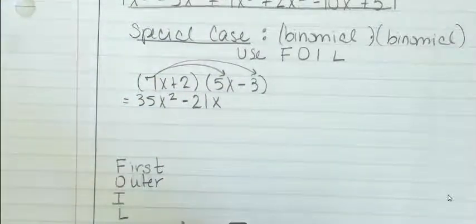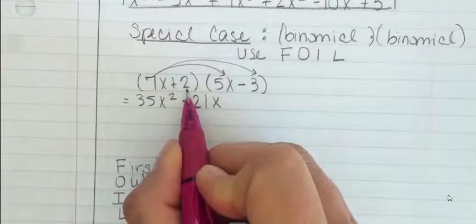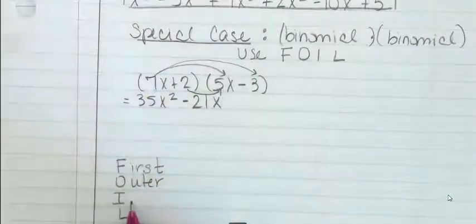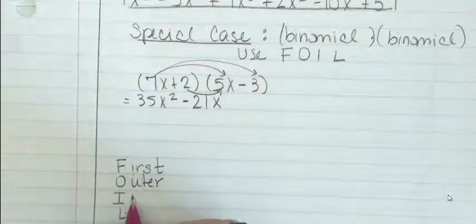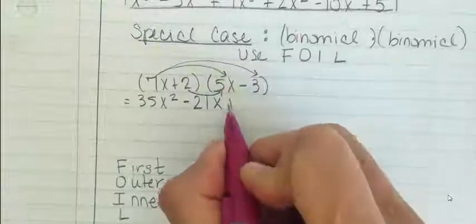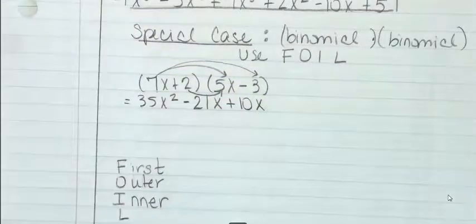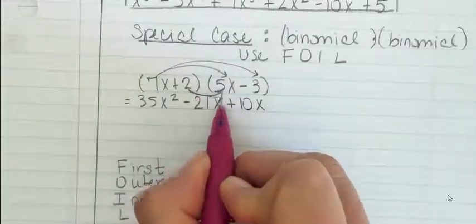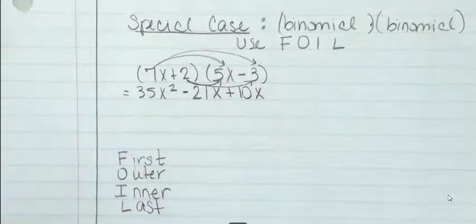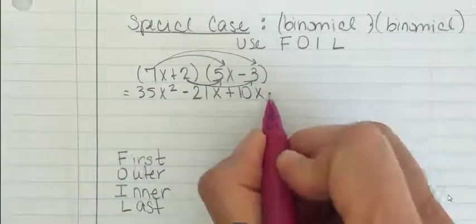Okay, now continue with distributing. I'm going to take that 2. I'm going to multiply it to the 5. Guess what these are? These are our inner terms. Okay, so I'm going to multiply those. I get positive 10x. And then, continuing with distributing, I do my last terms. And doing that, I get negative 6.